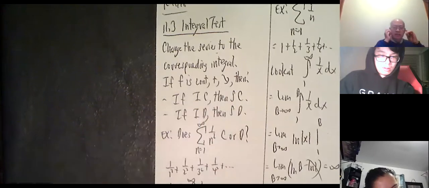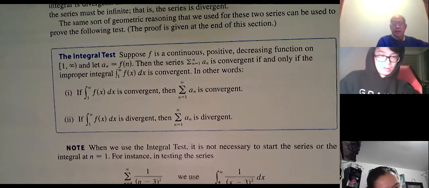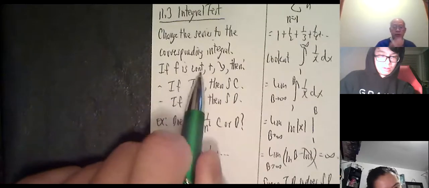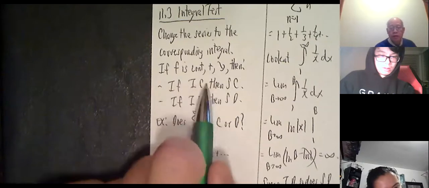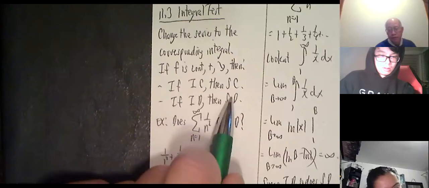And you'll have to say this for me on quizzes and tests. So rather than writing out the entire thing, the whole continuous, positive, decreasing, that's a lot of letters there. It's a lot faster to just do this. My abbreviation: continuous, positive, decreasing. If the integral converges, then the series converges. If the integral diverges, then the series diverges.